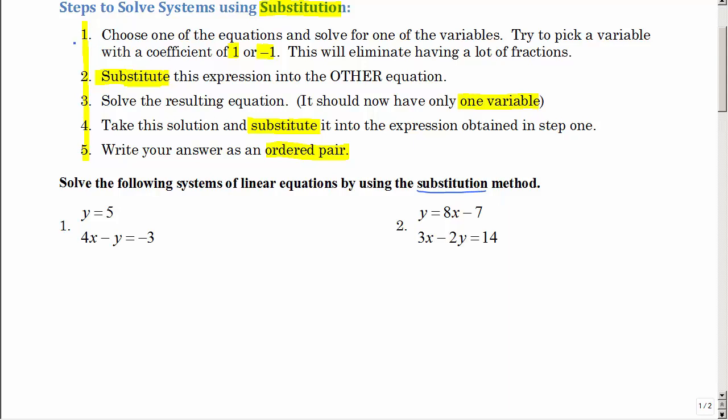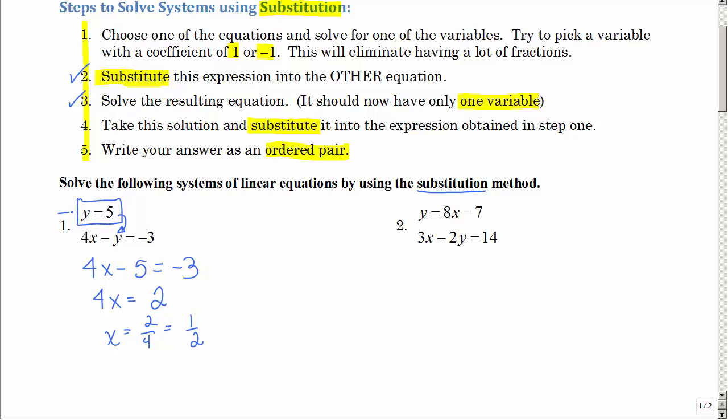So the first step says to choose one of the equations and solve for one of the variables. Well, if we look here, that one is already solved for. In fact, we know exactly what y equals. They've done half the work for us. So we're going to substitute this expression into the other equation, meaning I'm going to substitute in 5 for y. And I'm going to solve. So I'm going to add 5 to both sides, and I'm going to divide by 4, and I'm going to reduce that fraction.